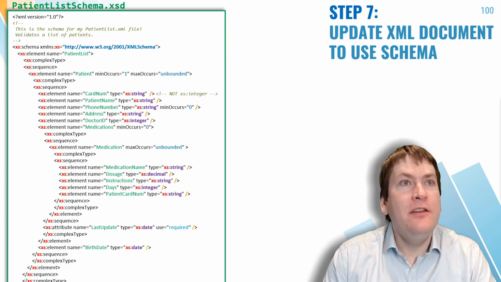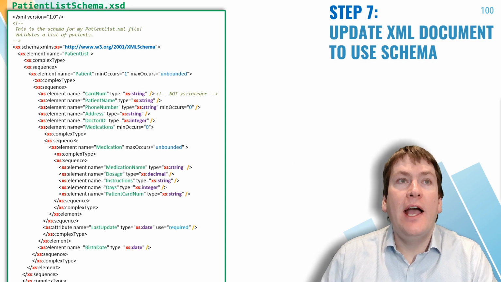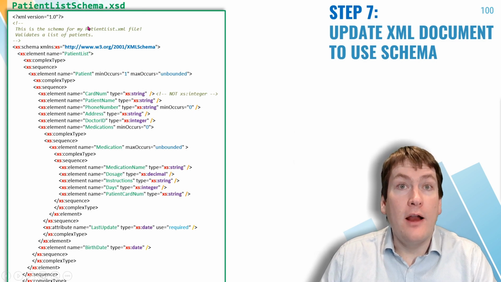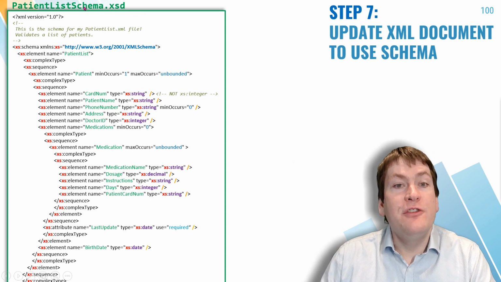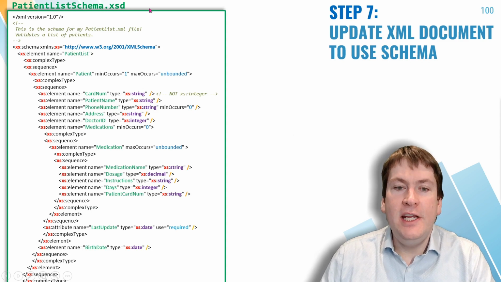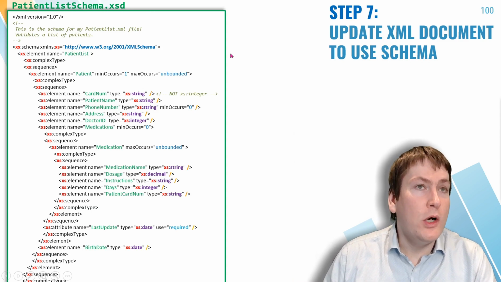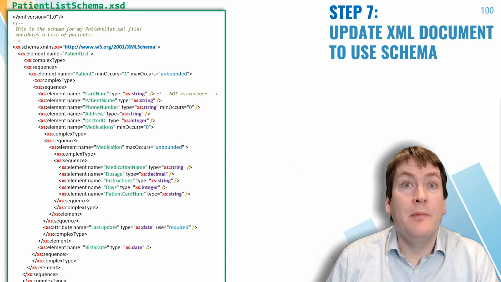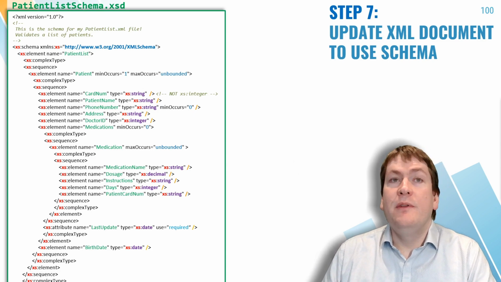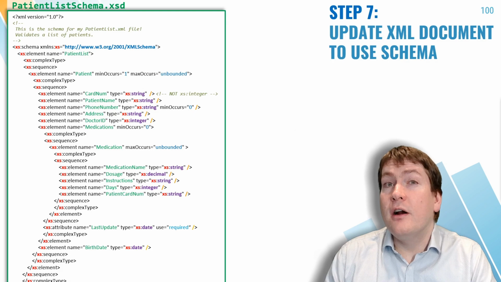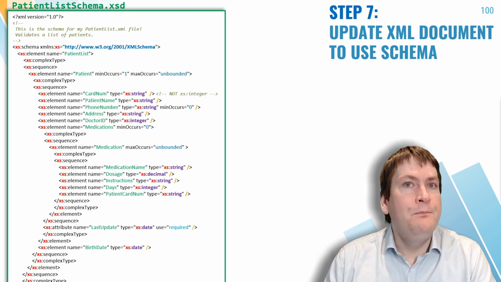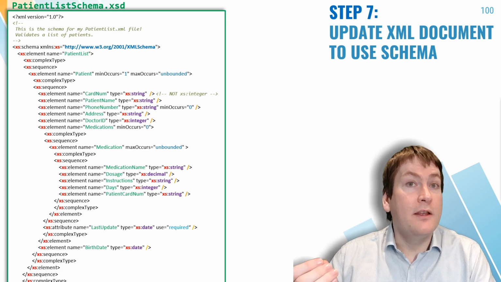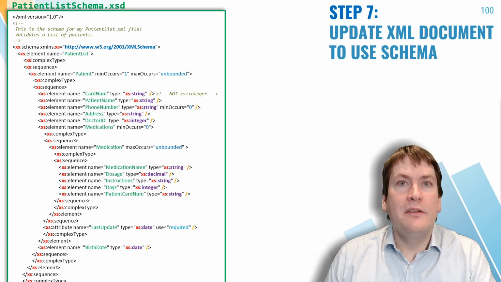Okay, we're back to the slides. And on the screen right now, we have our XSD file, our XML schema, and it's called patientlistschema.xsd. And we don't know if it's working, but we do know that it's valid XML, so that's a good step. Next step is we need to edit our original XML document just slightly to let people know, or let the computer know, that this is now following a schema.